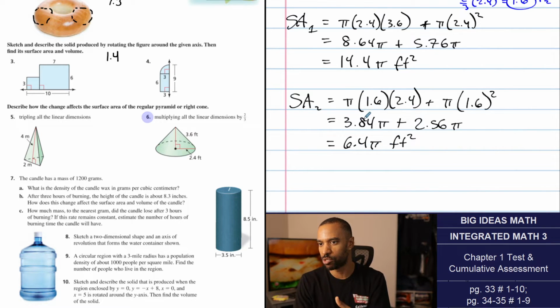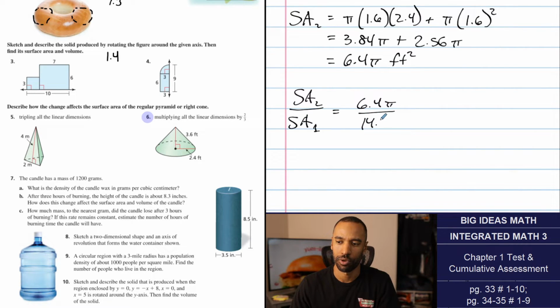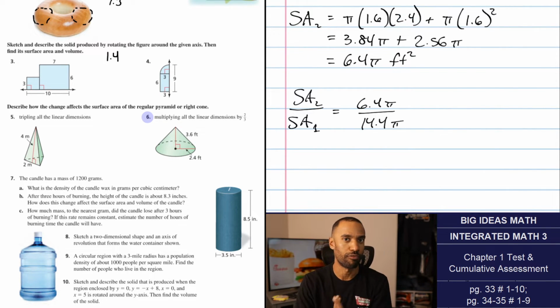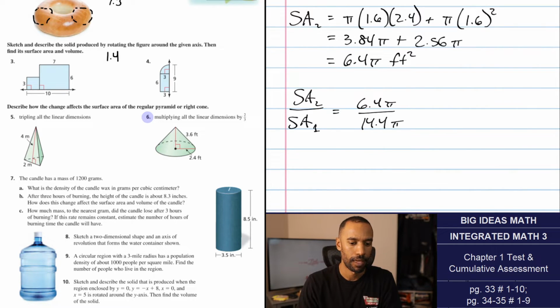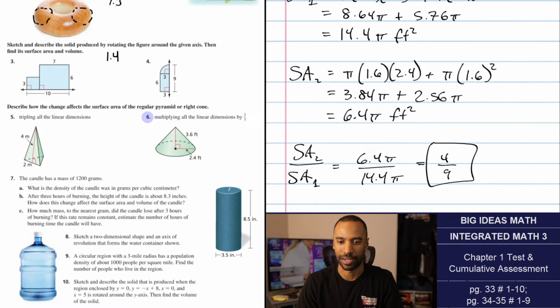So 2 over 1, 6.4 over 14.4. SA2 over SA1 is 6.4 pi over 14.4 pi. The pi's will cancel, and this should be exactly 4/9. Now 4/9 is 0.4 repeating. So when I go to my calculator, I'm going to be doing 6.4 divided by 14.4. Do we get 0.4 repeating? Yes, we do. And a fraction equivalent, 4/9. So we get 4/9 times what it was. That was the predicted answer. That is the answer. We got our surface area stuff down. Good old practice of it all told.